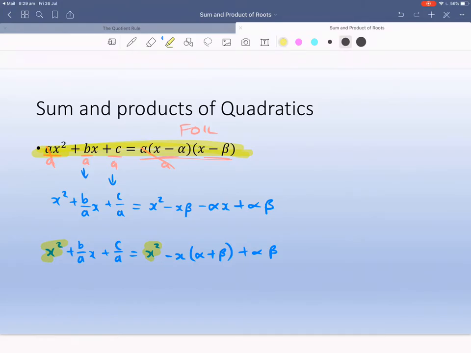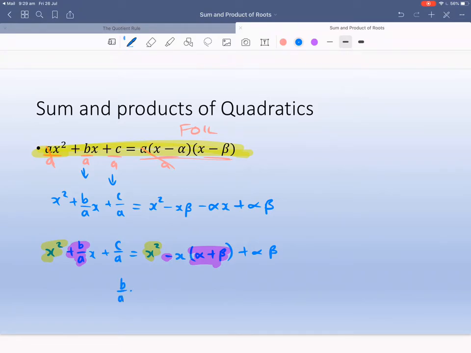So that means that the coefficient, or everything in front of the x here, has to, and I'm going to use a different color, this guy here has to equal everything to do with x there. All right, so I'm going to write that down.